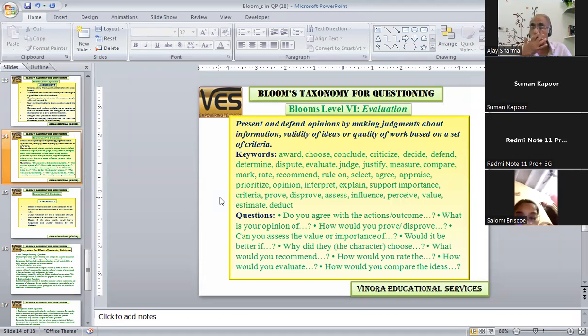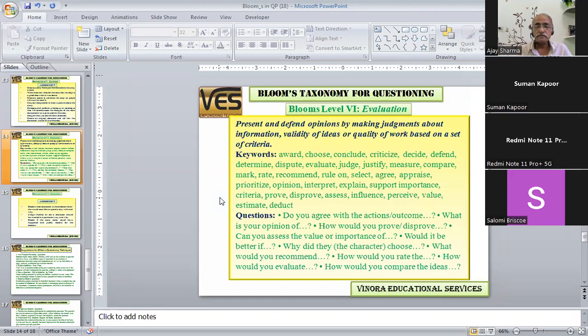What would you recommend at the end of the story? What would you recommend the title should be? Whether the title which is being given is appropriate to the story or it should be changed. If it is appropriate, then prove it. If it is not appropriate, then justify it. Give some new thing. So this is evaluation.